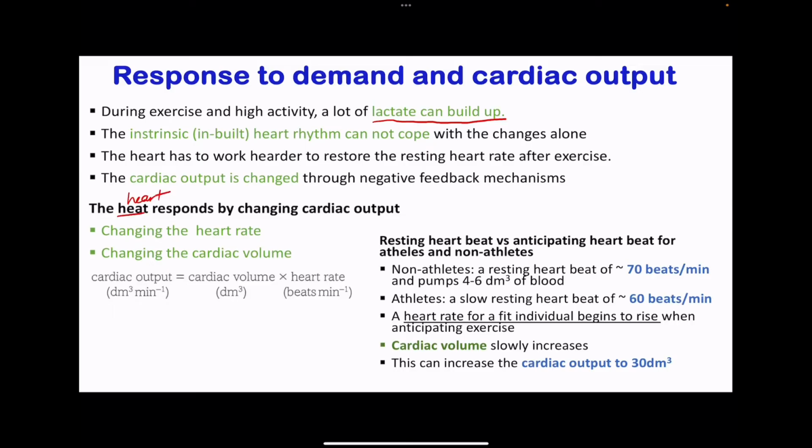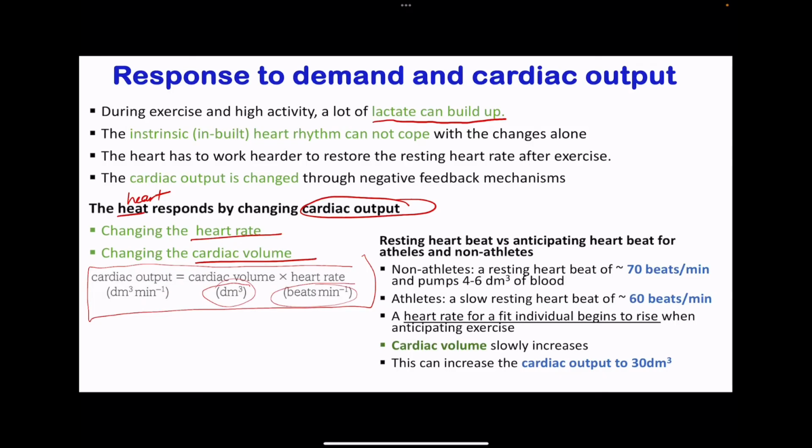The heart responds by changing the cardiac output, and this includes changing the heart rate as well as the cardiac volume. You need to remember this formula: cardiac output is equal to cardiac volume, which is in decimeters cubed, times the heart rate, which is beats per minute.